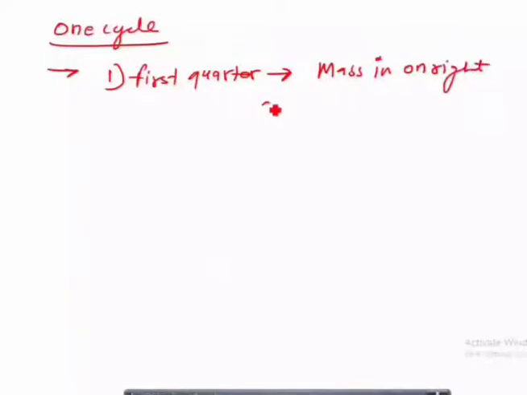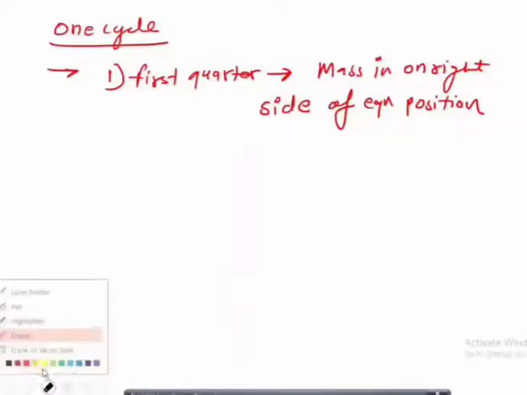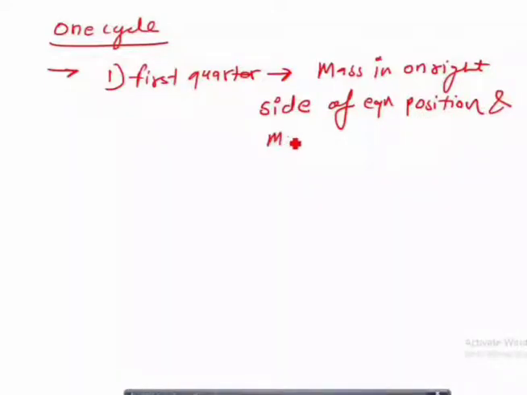The first part is the first quarter. In the first quarter, we consider that the mass is on the right side of the equilibrium position. If this is the equilibrium position, the mass is towards the right hand side of this mean position, and one more important consideration is that it is moving towards the right. This is the first.